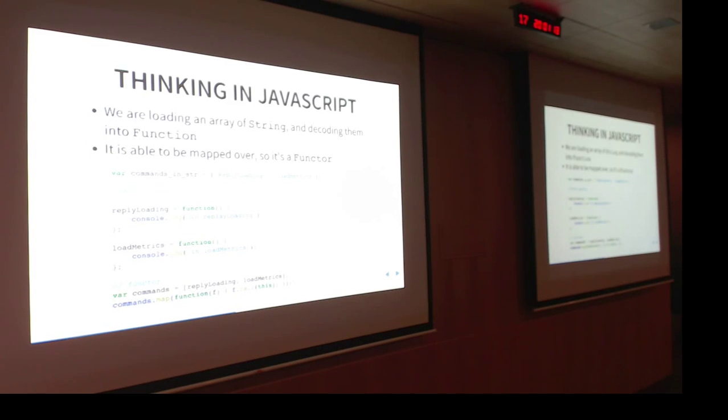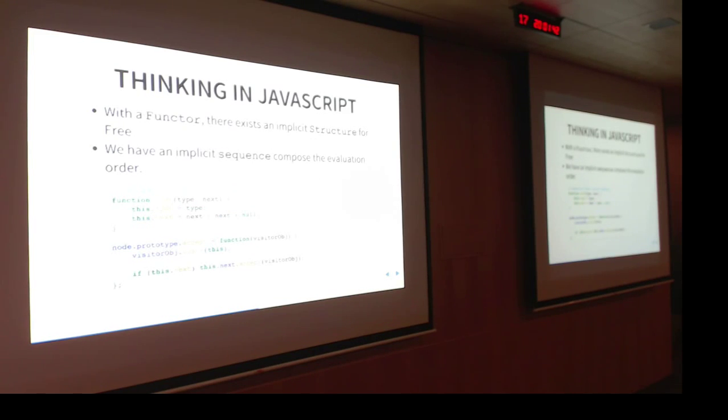For JavaScript, suppose we have a lot of commands in an array to load the string, and we could have the corresponding functions with the same naming and call into that. In Haskell, when you can map over something, it's a functor, right? You have fmap. With a functor, think of it like a container. There's a structure behind it, so there would be an implicit sequence behind that. You can do it one by one.